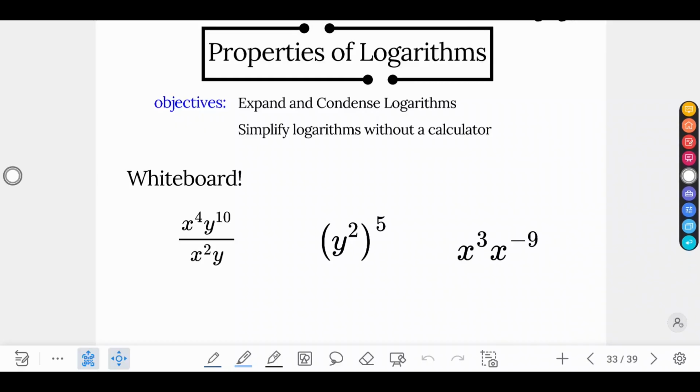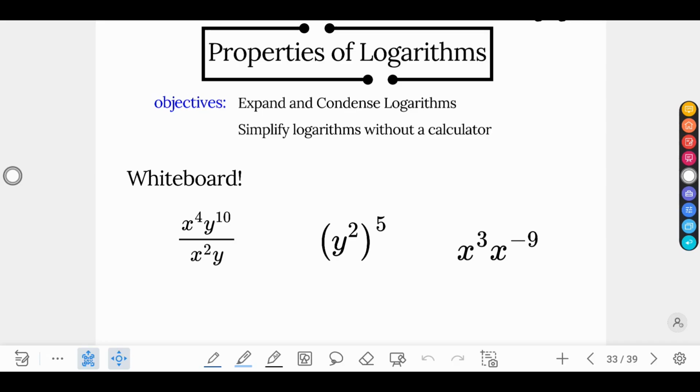All right, we are specifically looking at properties of logarithms today. And one of the main goals we have is to both expand and condense logarithms. So really we are looking at how we can work with logarithms, and it's based on 3 properties that we're going to learn. Prior to learning those 3 properties, I would love for you to take a second and just try these 3 problems on the board.